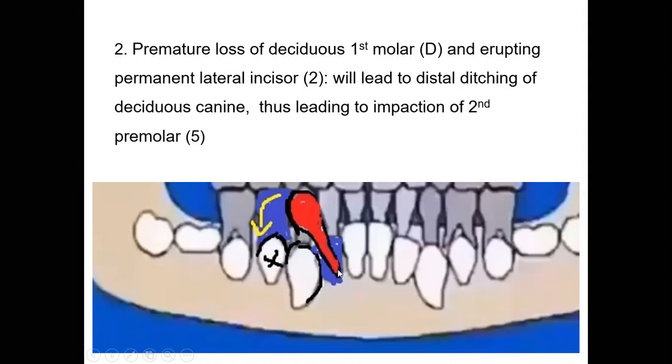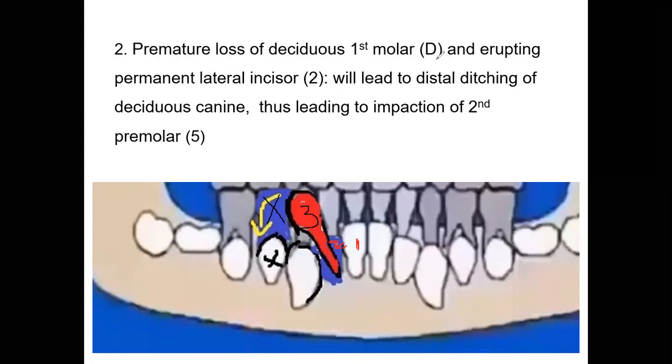Can you see here? This is the central incisor and this is the lateral incisor. These are the deciduous teeth in blue, and in white, these are the permanent teeth. First permanent means central incisor, and there was supposed to be a second incisor, the lateral incisor, and this is the canine. In this case, where the first deciduous molar is lost before the time or early exfoliated, what will happen?